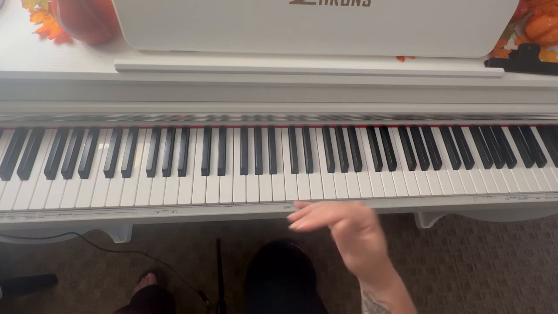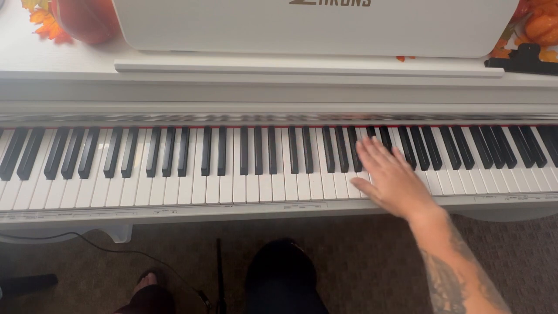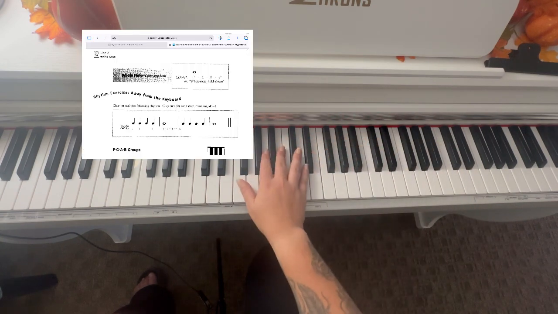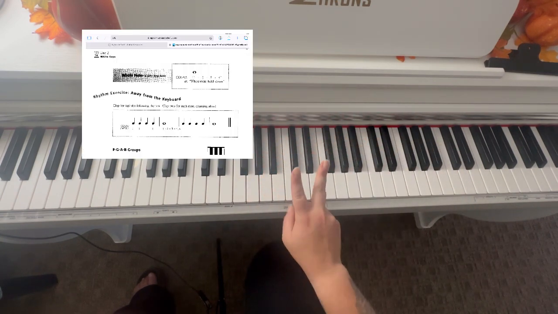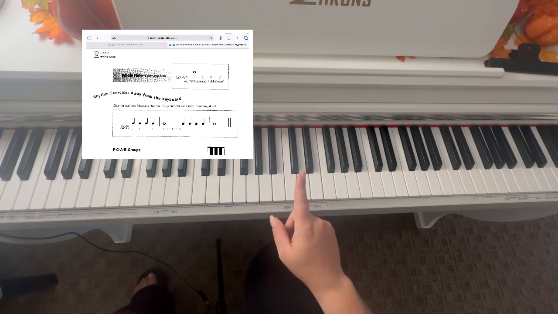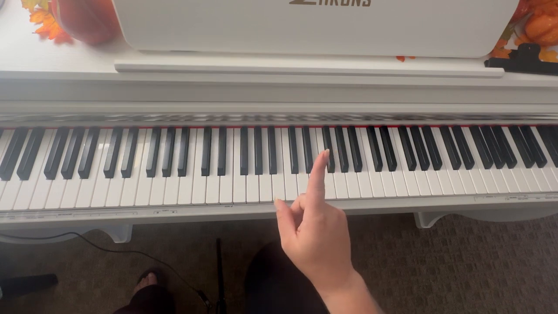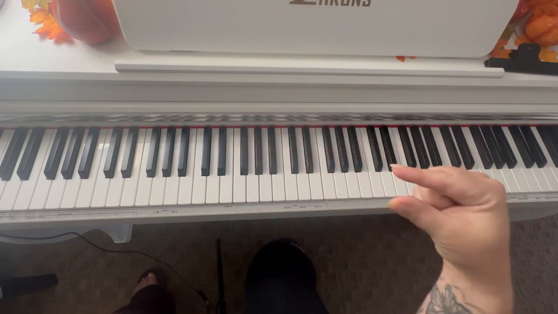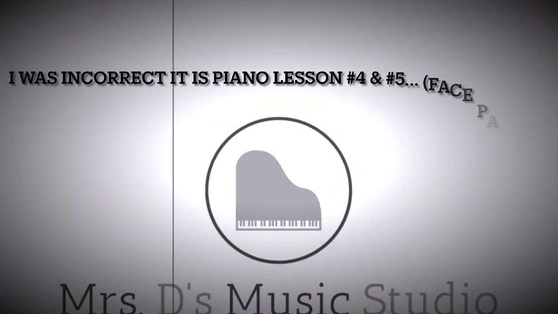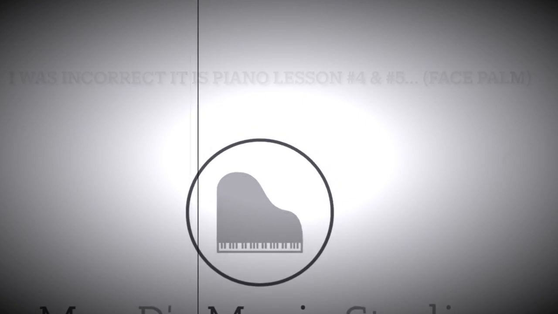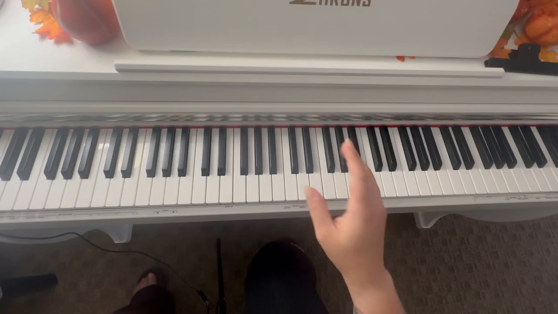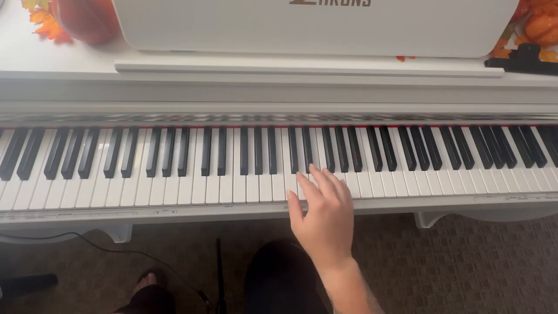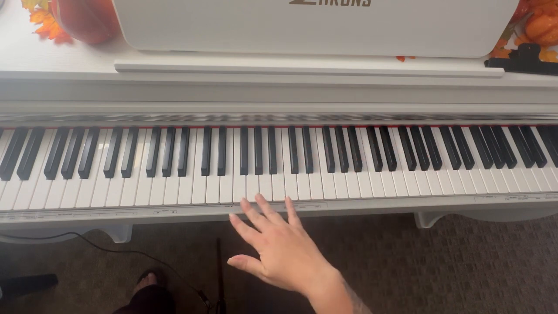Then next we will be working on our paper PDF files for 2 separate piano lessons. So I believe it's piano lesson 5 and 6, but I'll put a little insert down here if I was incorrect. And then I will insert how to play those exercises.